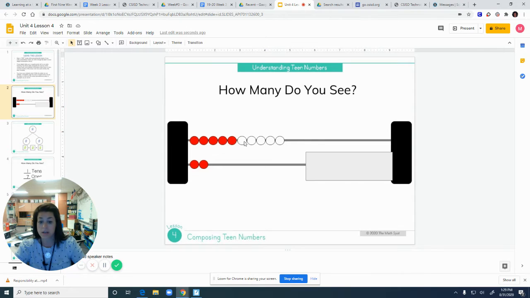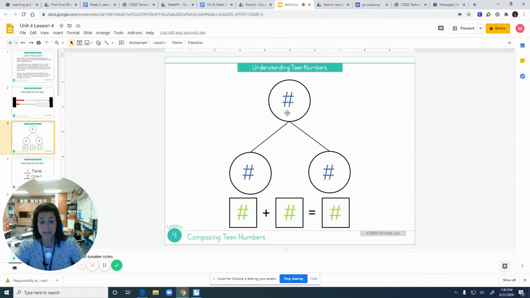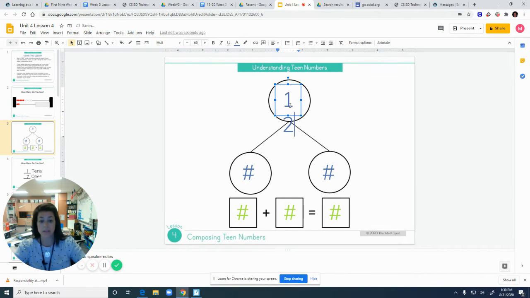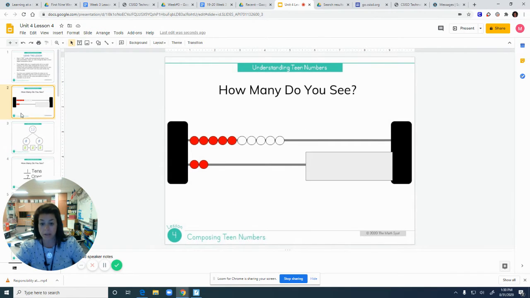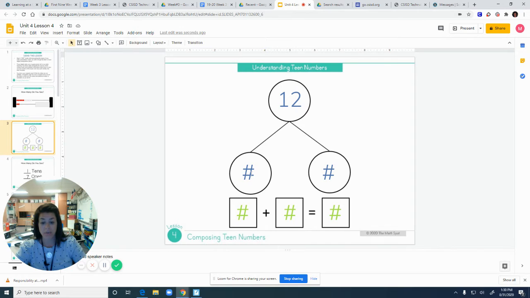So if you look on the top row, we have 5 red, 5 white, which in total gives me 10 beads on the top. We then have 2 at the bottom. So in total, I have 12 beads. So when I create my number bond, the top is a 12 because that is the total number of beads that I have. At the bottom, what did I use to make the 12? Well, if I look back at my rekenrek, I used a 10 at the top and a 2 at the bottom. That's how I'll fill it in.